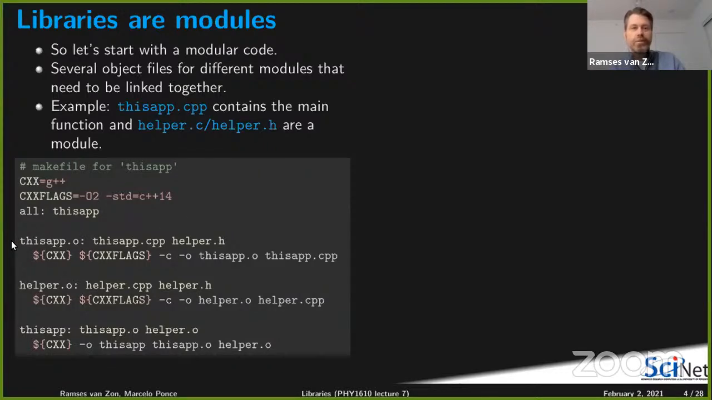There is a rule to make this app, which is just linking two object files together. So this app is over here, and those two object files are compiled with the compiler, the flags, the -c to just compile it, the -o, much as we've seen before, and we've put the compiler name g++ in a makefile variable CXX and the flags in CXXFLAGS. So this is a very simple makefile to have two files basically. We have the main file that is in this app, and we have a helper, which is a module. Okay.